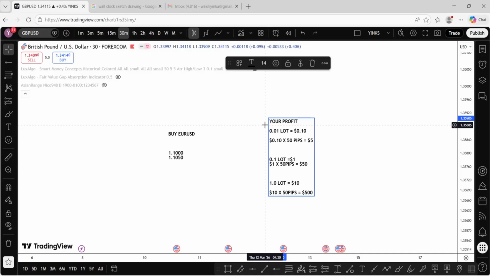This is how easy this is. When you understand how this thing works, you know the kind of lot size that you risk from your account. You can see the difference. Using a micro lot size, you make just $5. Using a mini lot size of 0.1, you make how much? $50. Using a standard lot size, you make how much? $500. This is what you make.